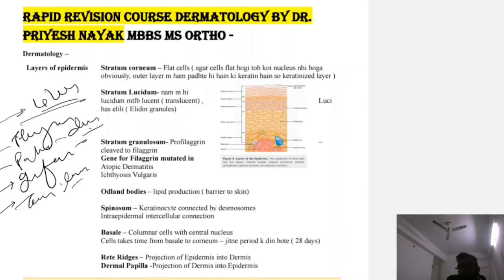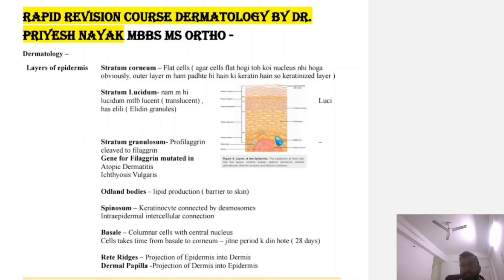So if we try to study anything, we first have to understand the normal physiology. Then we go for pathology, then infectious disease, then tumor. This is the sequence we will follow in any disease, any subject, any organ. So basically in dermatology, you have to understand the diseases of skin.